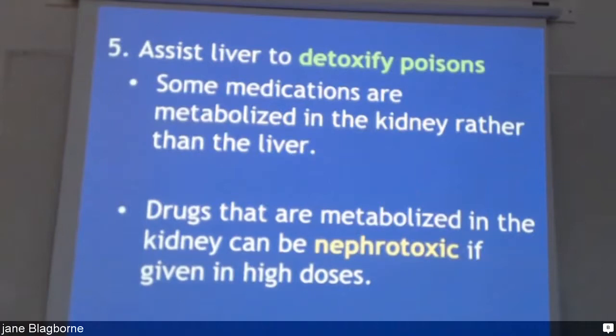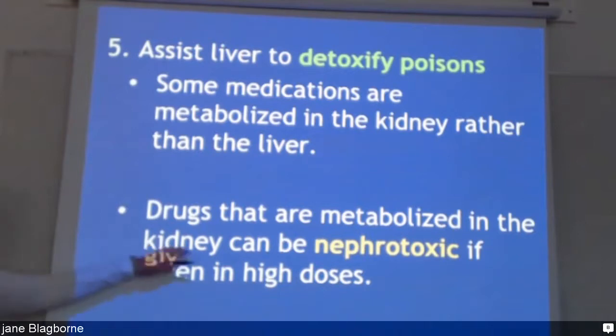They're helping the liver as well to detoxify poisons, which means the majority of your medications are detoxified by the liver. But there are medications that are detoxified or excreted in the kidney. So it kind of assists the liver to help with medications and metabolize the drugs.